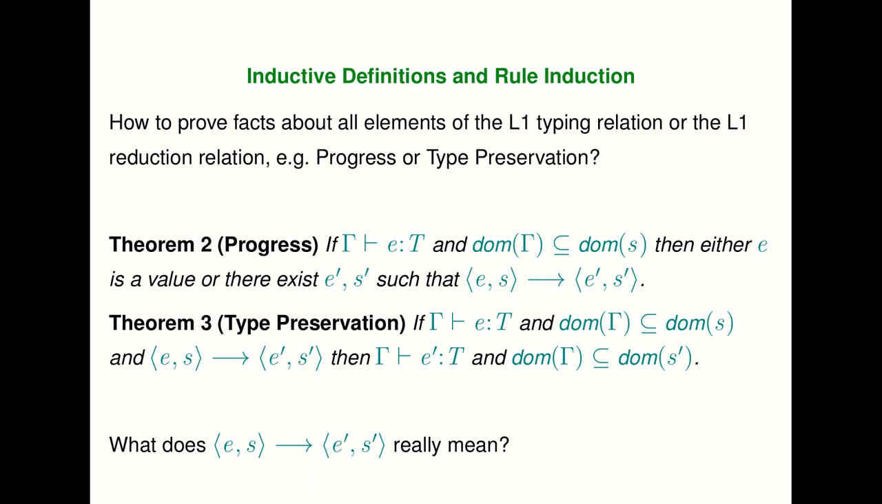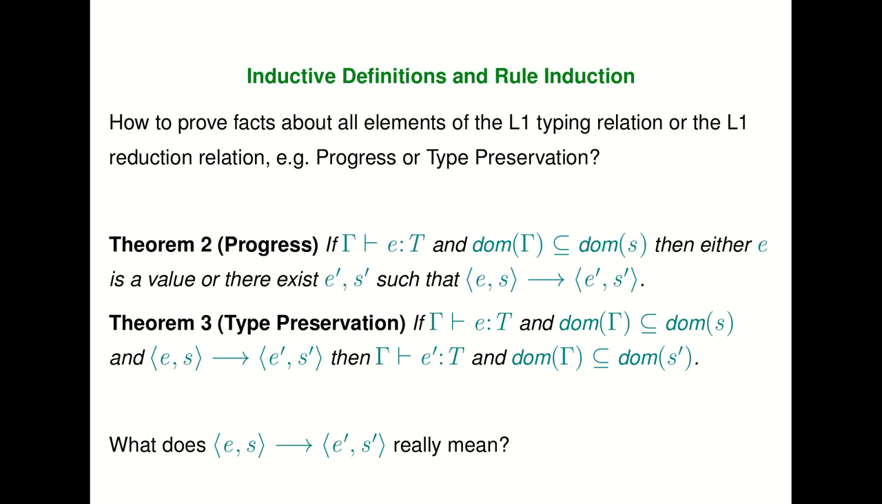And so if you look at some of our theorems, like progress or type preservation, you'll see something like, if we know that E has the type T under the assumptions gamma, and the domain of gamma is smaller than the domain of the runtime store S, then either the program E is a value, or there exists E prime and S prime, such that the configuration ES can take a transition to the configuration E prime S prime. And so the way you should read this theorem is, this typing derivation right here is the primary precondition. So we're saying if somehow we get a proof that E has type T under gamma, that's our primary hypothesis. And what we want to do is prove things about this kind of typing relation.